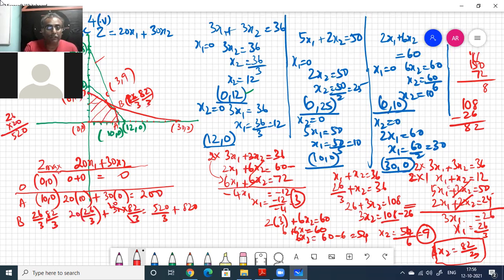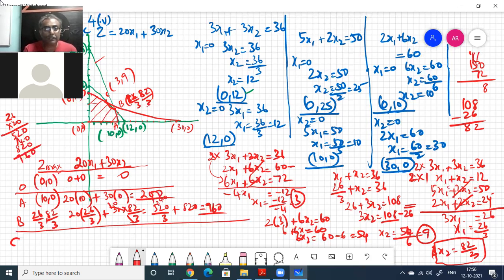520 by 3 is about 140 plus 820, that is 960. This is equal to 960. First one is 200, second one is 960.